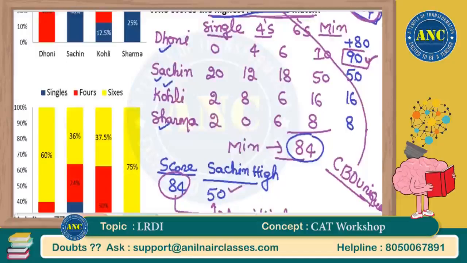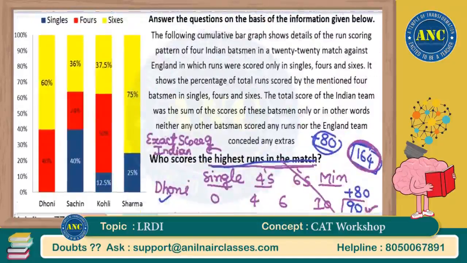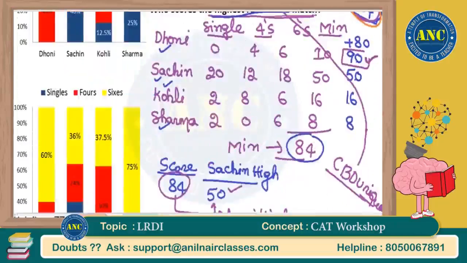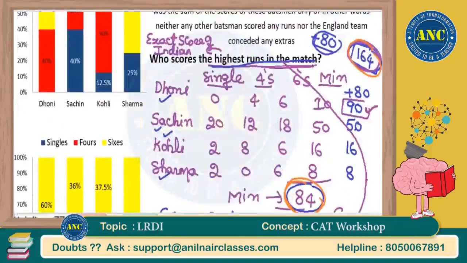Now if I take 164, for example, what is the score of the Indian cricket team? 84. For 84 to become 164, how much extra should I get? 80. 80 is a multiple of 10, so I can take 80 as a multiple of 10. So Dhoni will score another 80. This could be one possibility. Are you all with me?